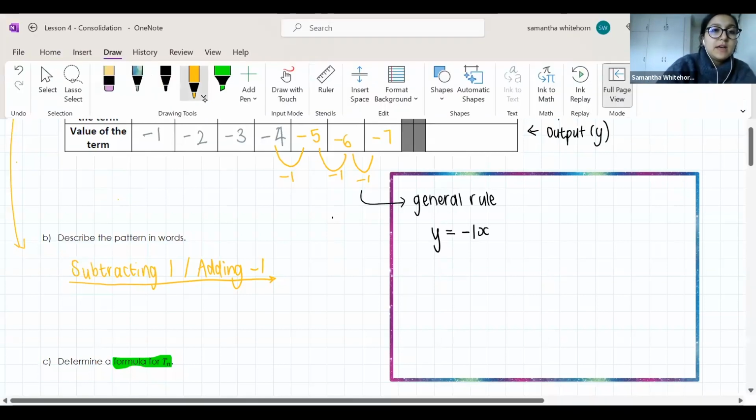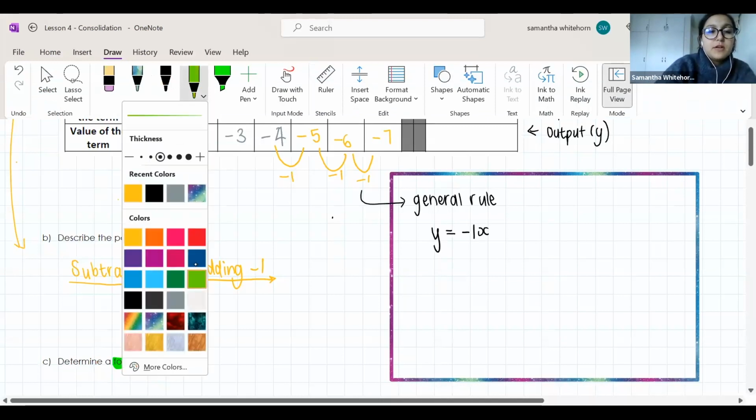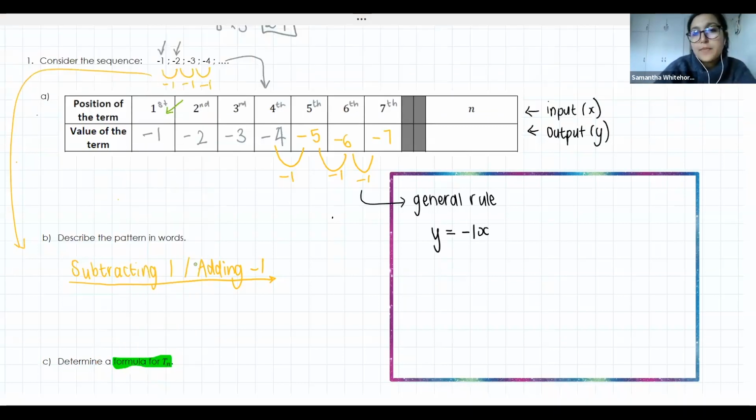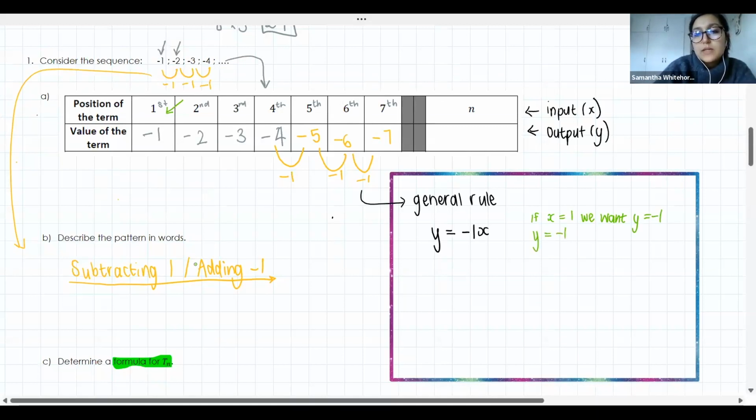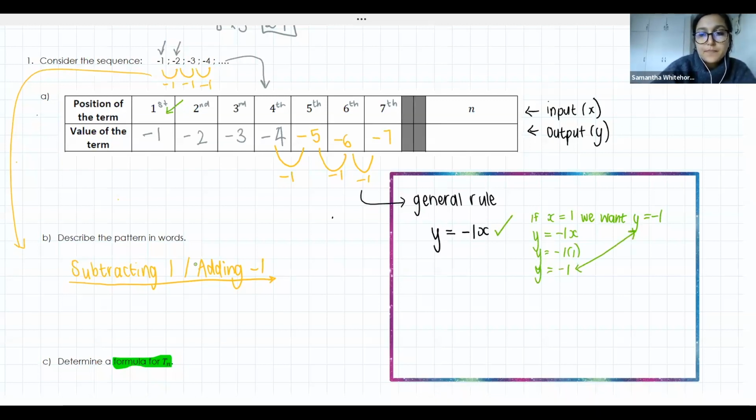So if we consider the very first input, the very first input is 1. So if X is equal to 1, we want an output value, so a Y value of -1. So let's see what we get. If we take the rule that we've gotten and we substitute in place of X a 1, so Y equals -1 times 1, we get -1. That's what I wanted. And so that means this rule that I found is correct. Okay, so now that means I can substitute in any value for X and I will get my output.